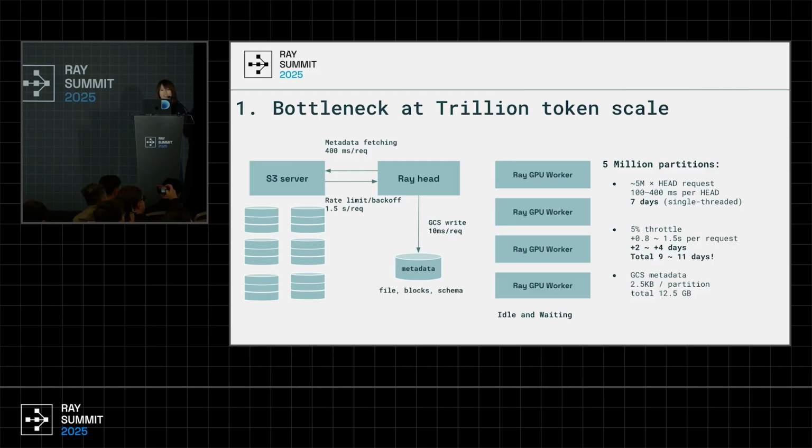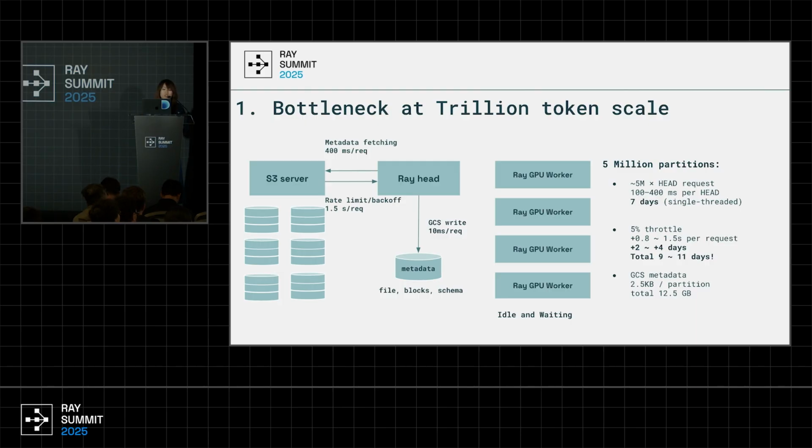And if we say like a 5% request is gonna get throttled, it adds another 2 to 4 days, and in total it will be 9 to 11 days. And for all of these 9 to 11 days, your GPU worker doesn't do anything. It's just idle, waiting for the distribution to happen. And another one is GCS metadata: we have to manage the growing metadata storage while you deal with a scaled data set. So this is not ideal. And how do you solve this problem?